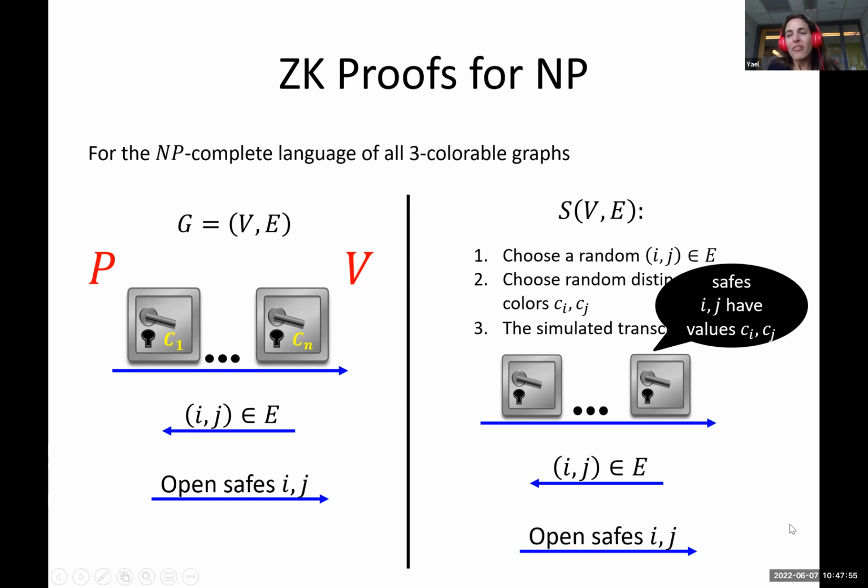In other words, the verifier knew he could simulate this on his own, because he only got to open two boxes, and he knows that in the two boxes are two random distinct colors. So the way he simulates this is he chooses two random distinct colors, which is the answer of the prover. He chooses a random edge, and he puts these two random distinct colors in the two safes corresponding to the edge. That's it. Questions?